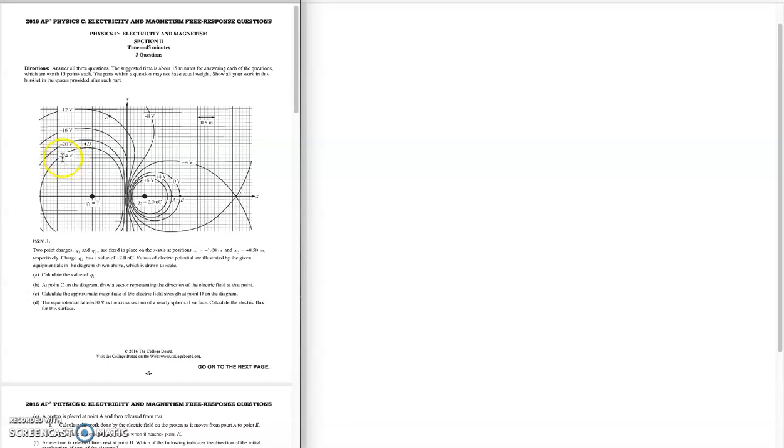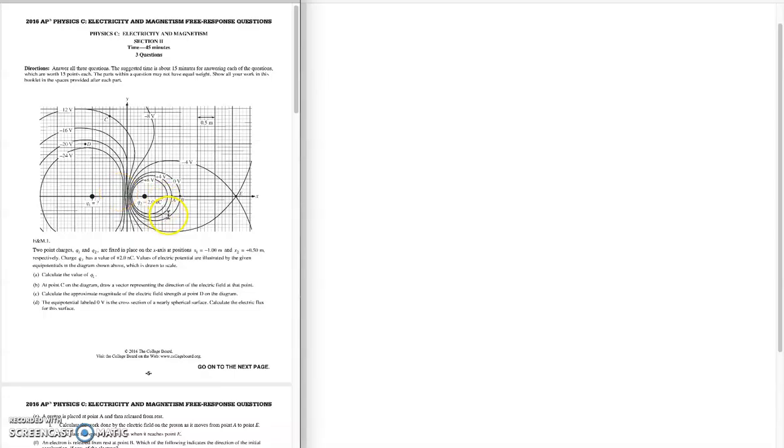The fact that the lines that are curving around the unknown are negative, and as you move away from this unknown charge it gets less negative, indicates that this is going to be a negative charge. So part A, calculate the value of Q1.